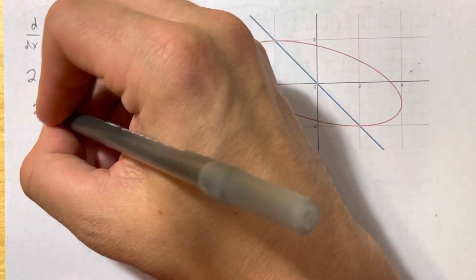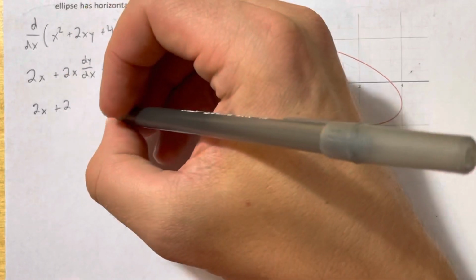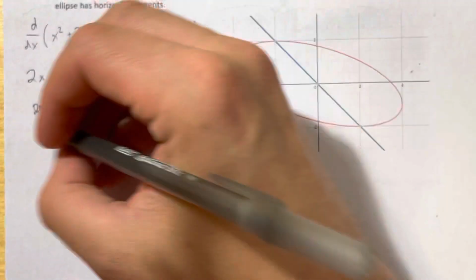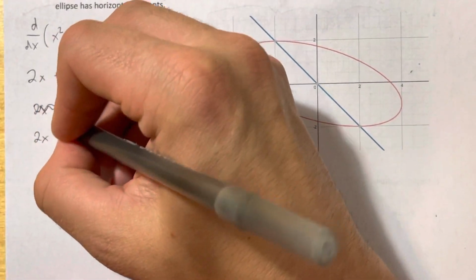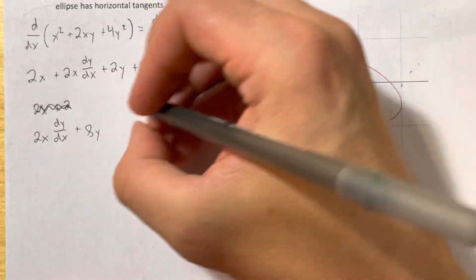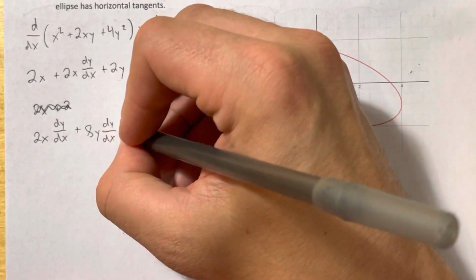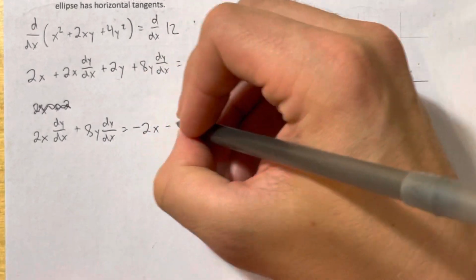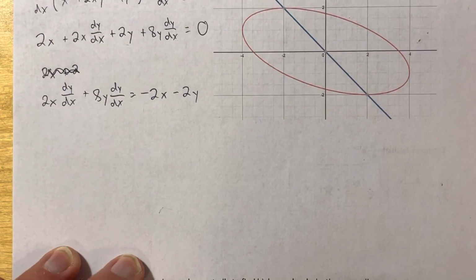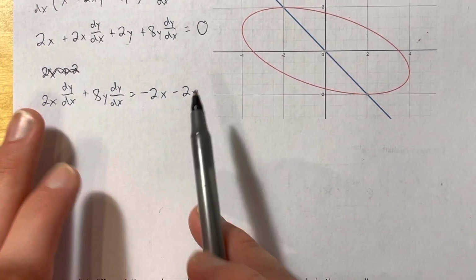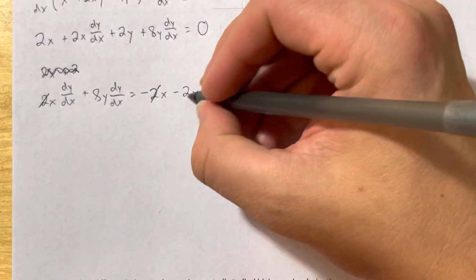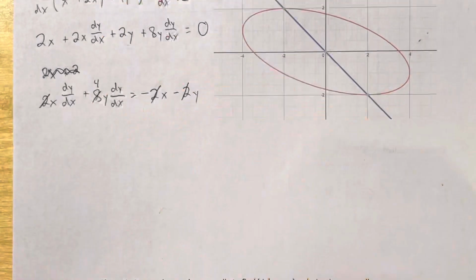So I'm going to have 2x dy/dx plus 8y dy/dx equals negative 2x minus 2y. I can do a couple of steps in one here. One thing I'm noticing is that every single term has a common factor of 2, so I might as well divide everything by 2 just to give me a little more simplification here. This would become a 4.